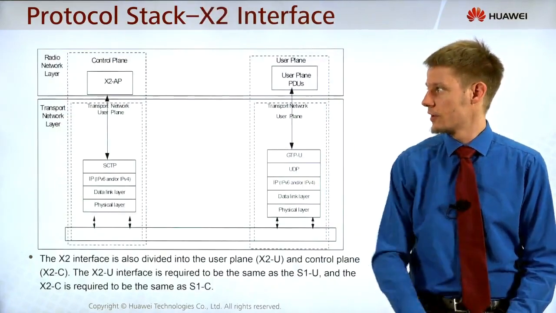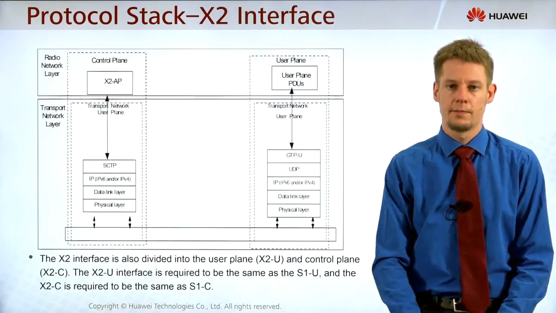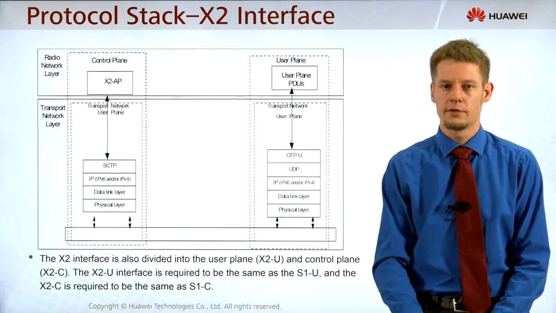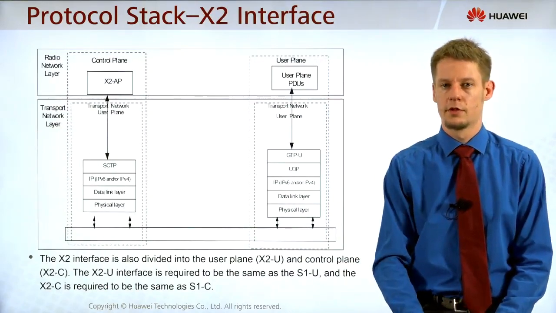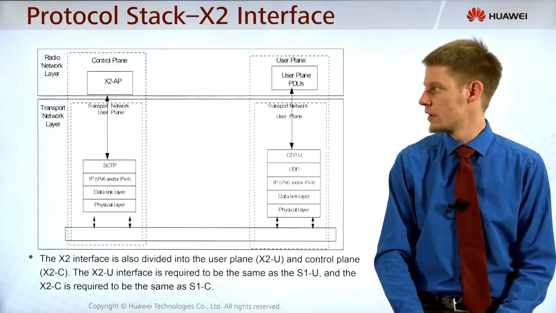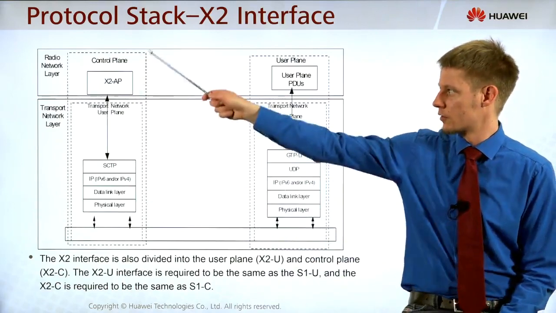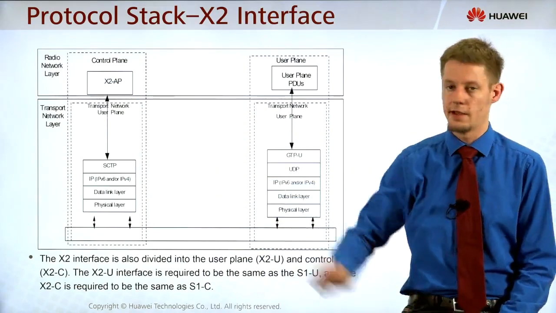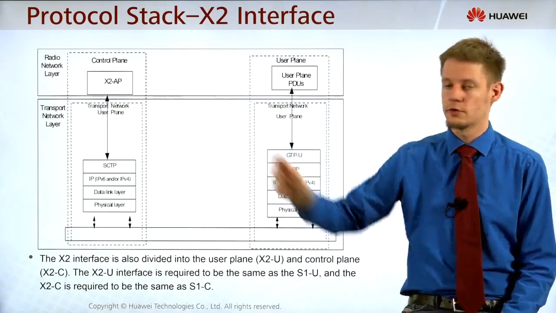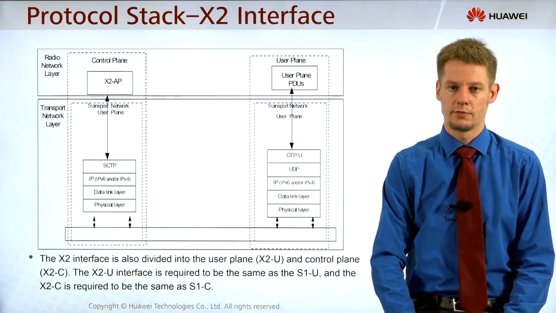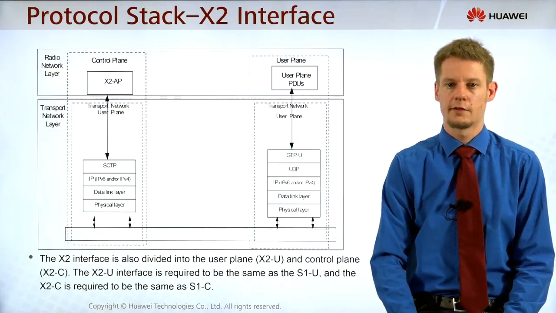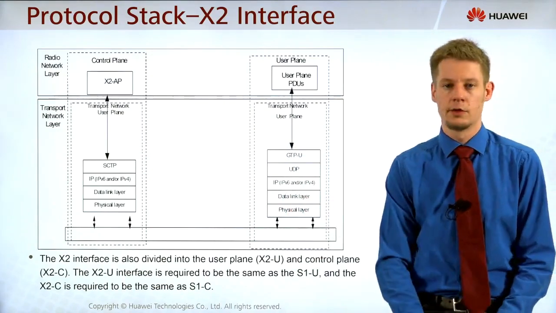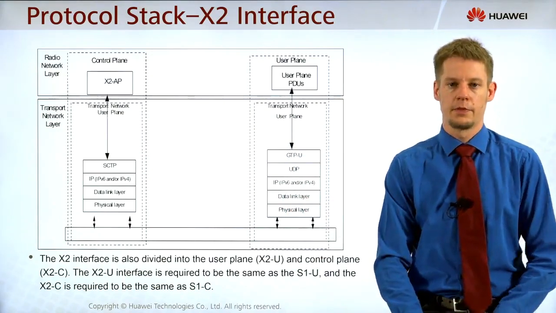On the X2 interface, this looks very similar, because here we only have the interface between eNode B and eNode B, so we have to forward more or less the same signaling and user plane packets. So here we also, in the control plane, are talking about physical layer, data link layer, then IP, and then SCTP. The overlying protocol is called X2 application protocol, because here we are talking about the X2 interface. The user plane is also IP, UDP, and GTP transport.